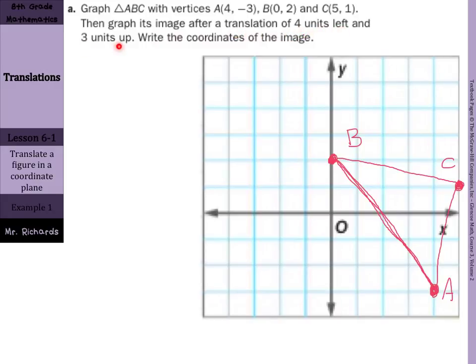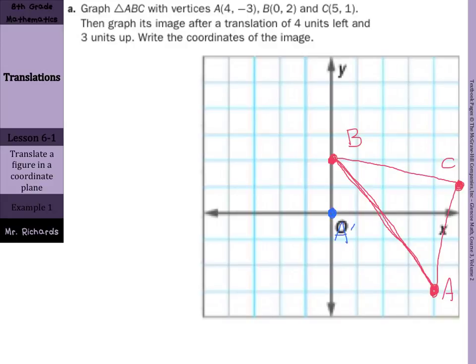So we're going to take each of these points, A, B, and C, and go 4 units to the left and 3 units up. We'll start with A, and we will go 1, 2, 3, 4 units to the left, and 1, 2, 3 units up. That gets me here at 0, 0.